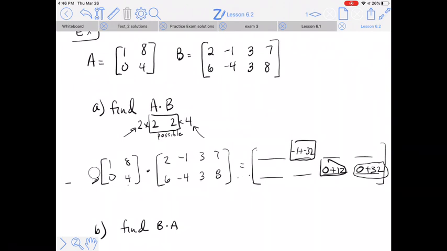And then it proceeds the same. So let's go to row 1, column 1 right here. First entry of row 1, first entry of column 1. 1 times 2 is 2. Now I need the second entry of row 1 and the second entry of column 1. 8 times 6 is 48.